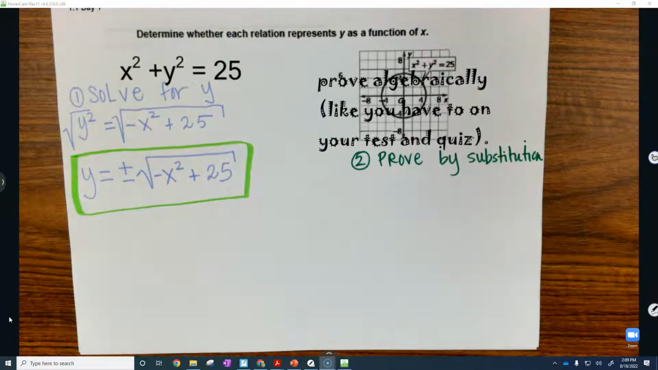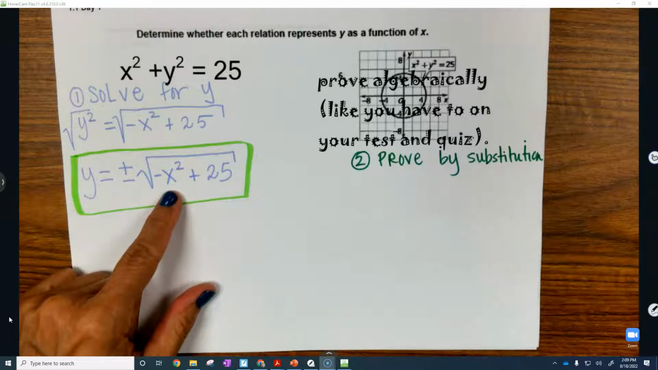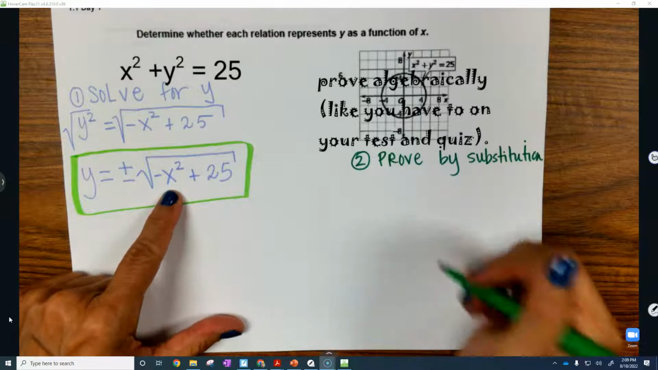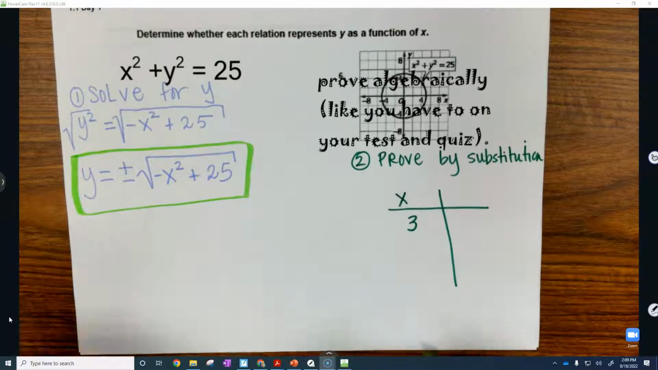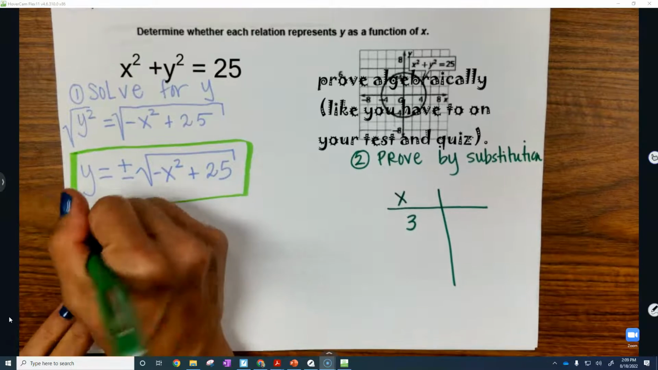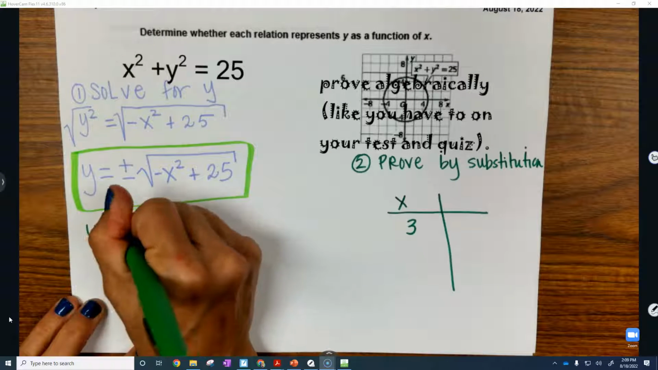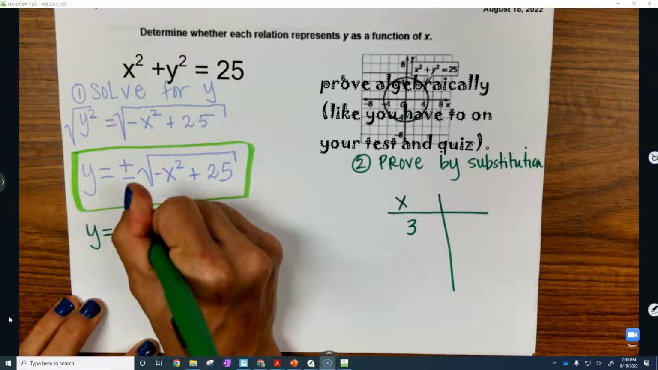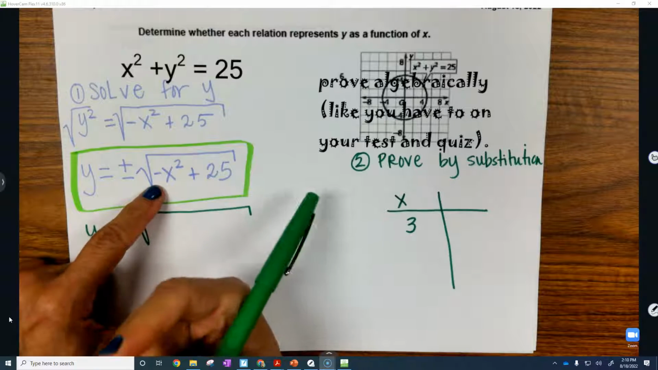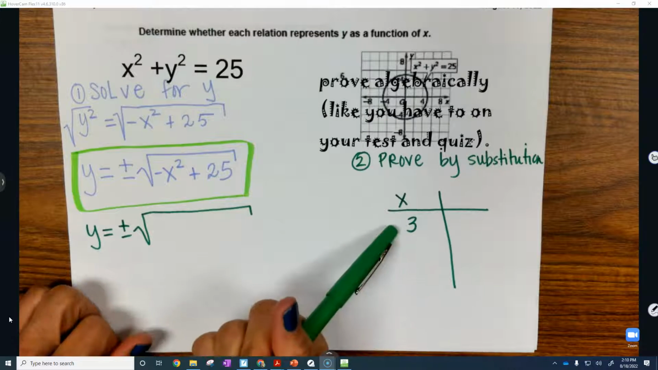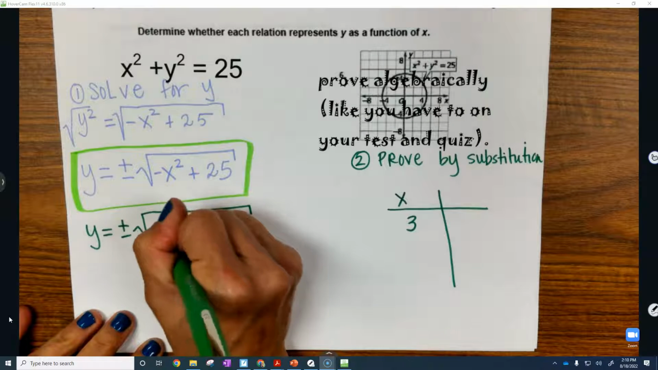All right, so what I'm going to do is take an input value, and we're going to see what happens. I'm going to have an input value of a 3. I'm going to plug in a 3. So y is going to equal positive or negative root of this stuff. Now, y'all remember, if you have a negative in front of the x, when you substitute in that 3, you've got to put that in parentheses. So it has to look like this.